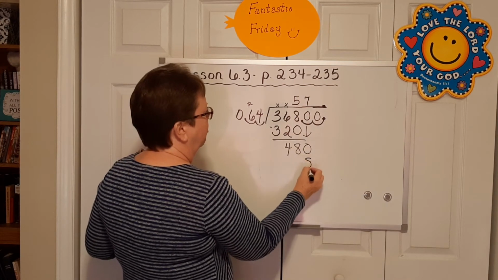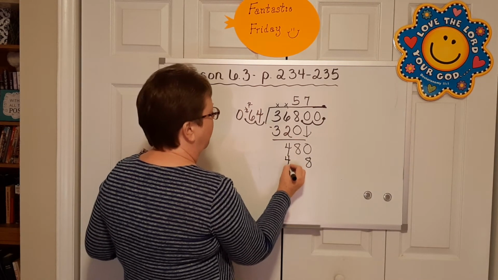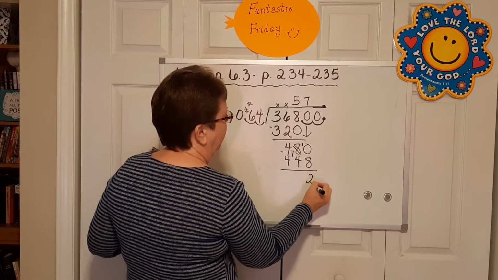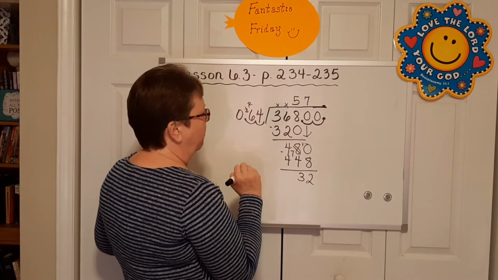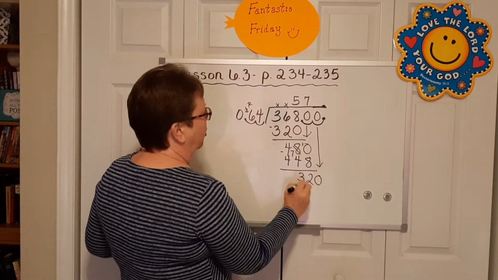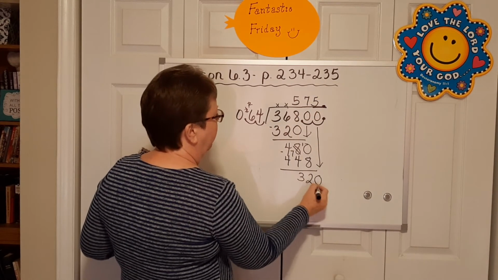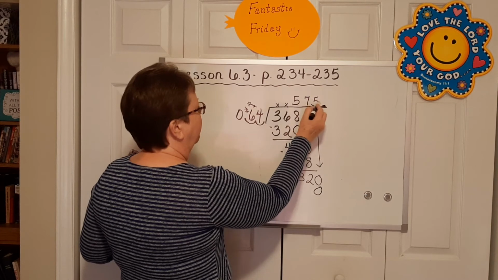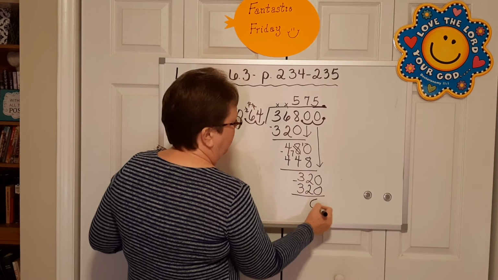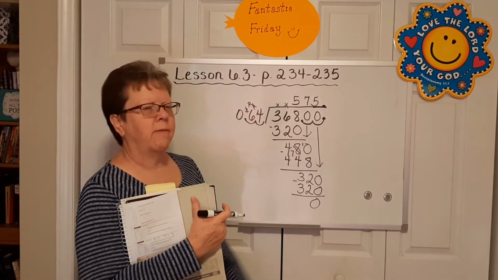4 times 7 is 28. Carry the 2. 6 times 7 is 42. Plus 2 is 44. Subtract. We get 32. Now we've got one more number to bring down. And 64 can go into 320 5 times. 4 times 5 is 20. 0, carry our 2. 6 times 5 is 30 plus 2 is 32. And 0. So it came out even. So our answer here is 575.